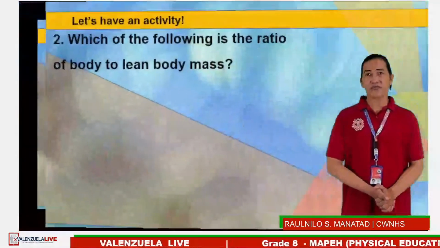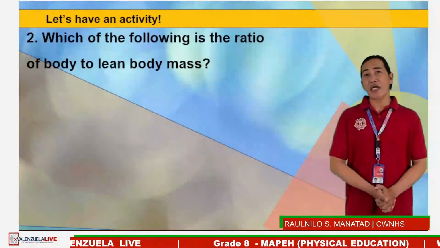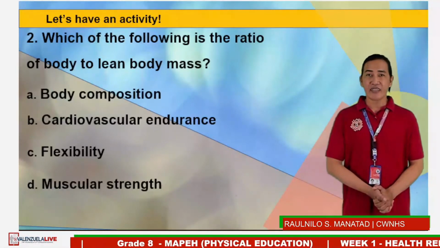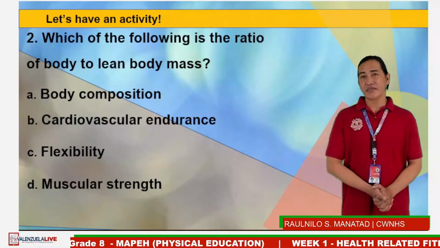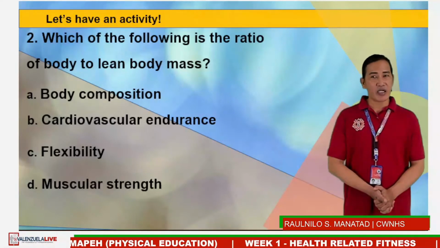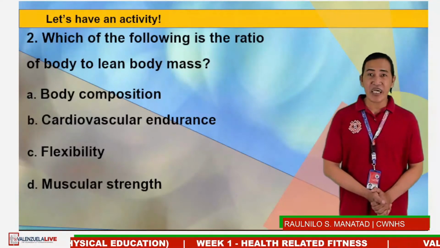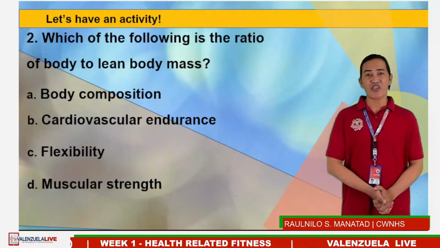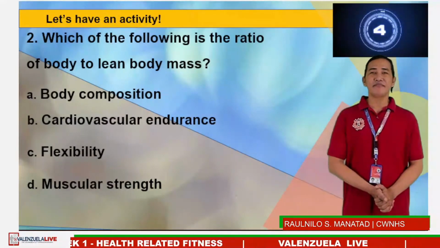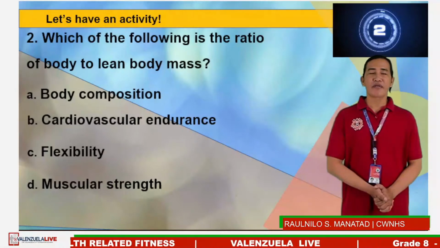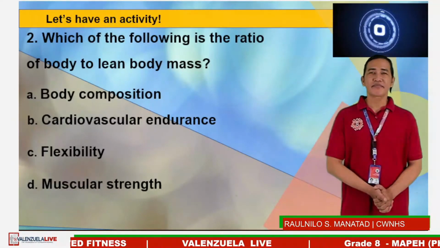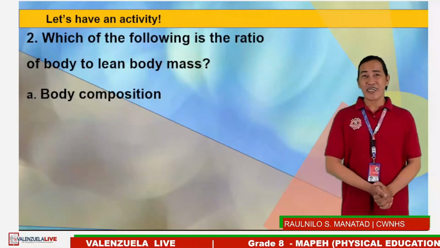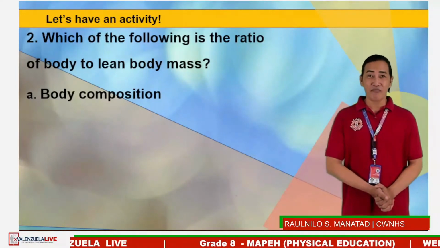Number 2. Which of the following is the ratio of body fat to lean body mass? A. Body composition. B. Cardiovascular endurance. C. Flexibility. D. Muscular strength. Good thinking. Yes, the answer is A, body composition.